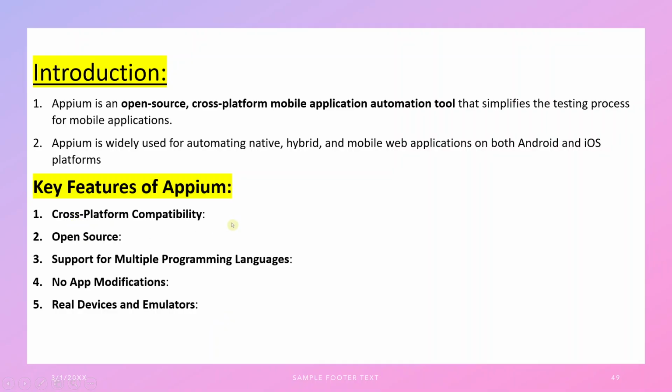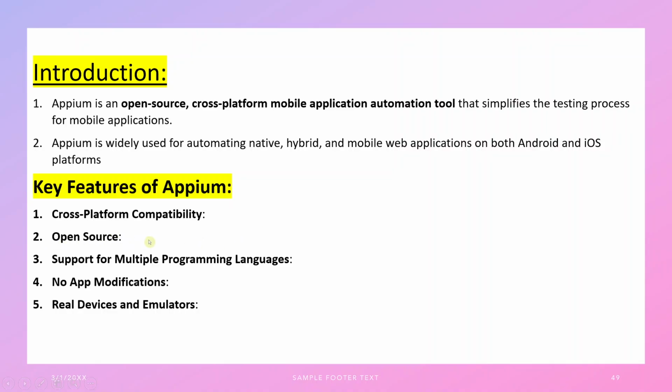APM provides a unified framework for automating mobile applications, making it compatible with Android, iOS, and even Windows mobile platforms. That is the cross-platform compatibility. In simple terms, we can work with Android, iOS, and Windows mobile platforms. And next is open source.